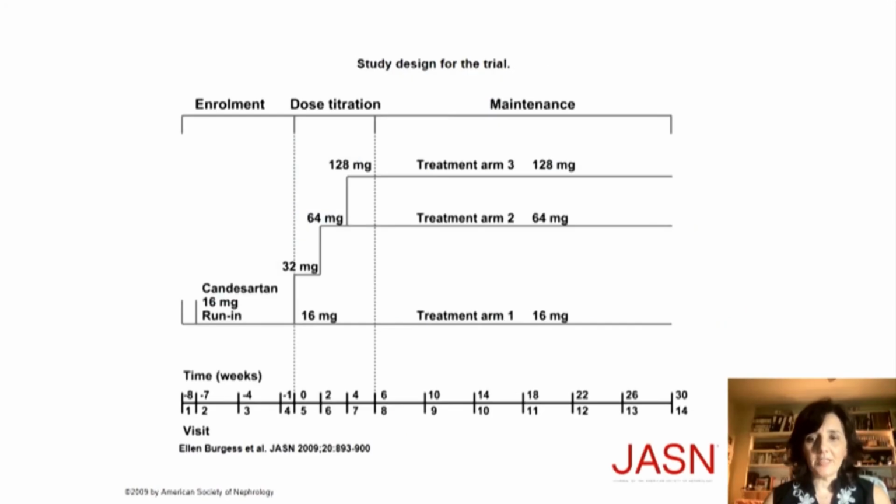There is an increasing body of evidence which shows that RAS blockade at doses higher than the maximum antihypertensive dose may afford additional renal protection. In the SMART study, 269 patients who had persistent proteinuria higher than 1 gram per day, despite 7 weeks of treatment with 16 milligrams per day of candesartan, were randomized to receive candesartan at a dose of 16, 64, or 128 milligrams per day.